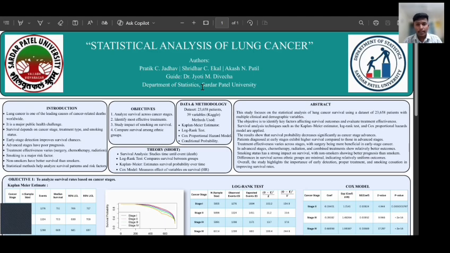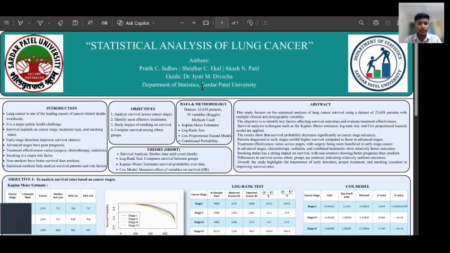And now our data and methodology. We have 23,658 patients and 39 variables, and we collected the data from Kaggle. We used these methods to analyze the data: first is the Kaplan-Meier estimator, second is the log rank test, third is the Cox proportional hazard model, and fourth is the conditional model.